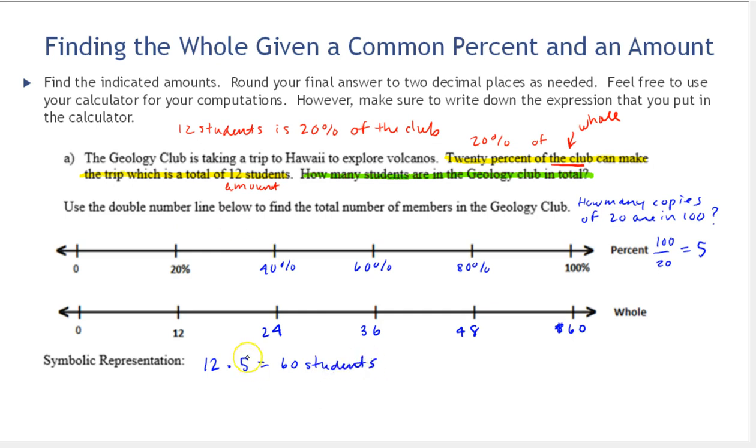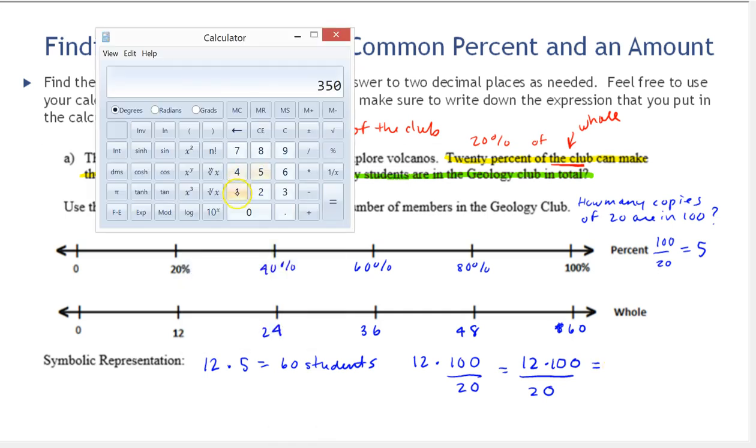But where did this 5 come from? It's not always going to be a number as nice as 5. Well, the 5 came from, we want 100%. 12 is equal to 20%. So we want to multiply 12 by 100 over 20. So this is 12 times 100 over 20. And if we multiply through, we could do this on the calculator if you want. 12 times 100 divided by 20 gives us the 60 students.